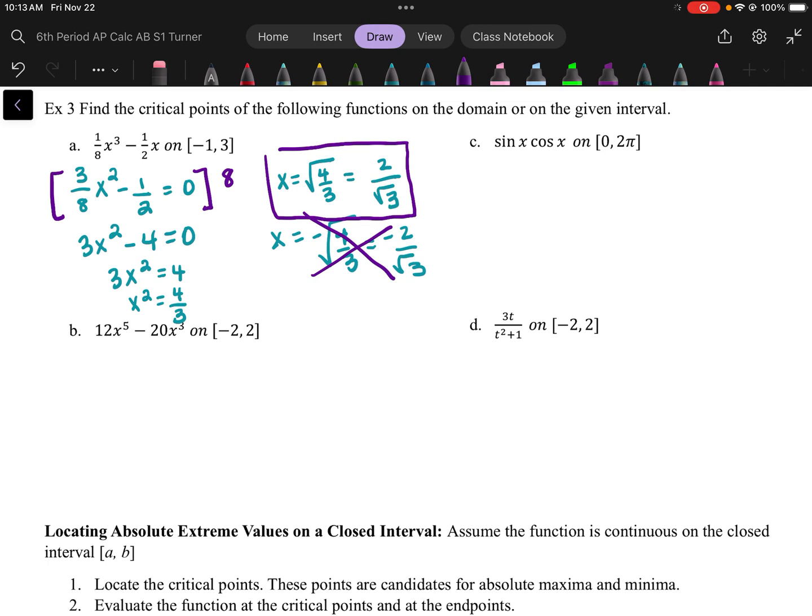We could always rationalize that, but remember, you don't get points for simplifying on the AP test, so it's always safest just to leave it unsimplified like this so that you have less room for errors or less room for mistakes.